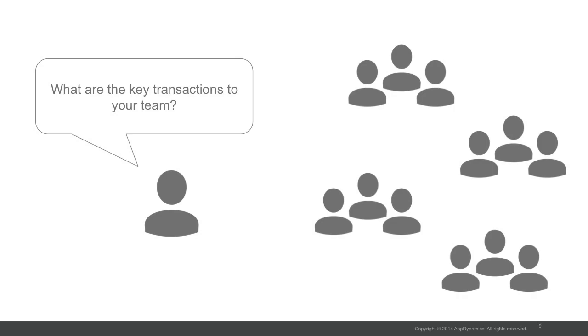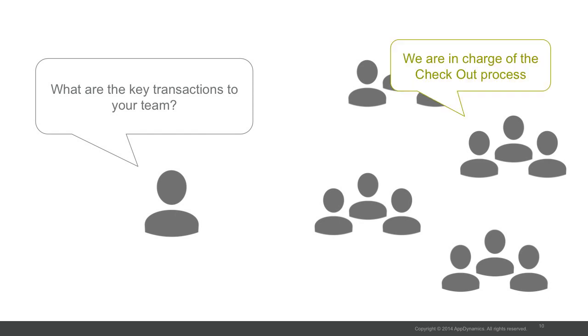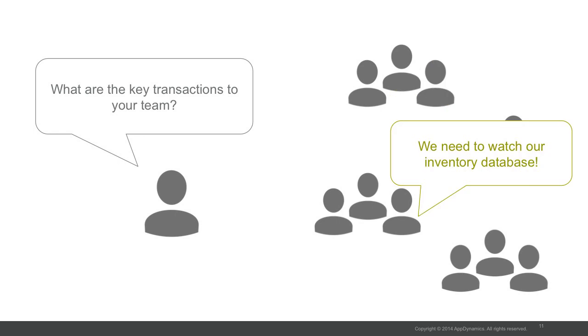To identify the business-critical set of transactions, meet with all of the stakeholders. Ask each team using AppDynamics what processes are important to them. The developer and operations team will probably give you a different set of critical business transactions than the network or DBA team. So, make sure to talk to all stakeholder groups.